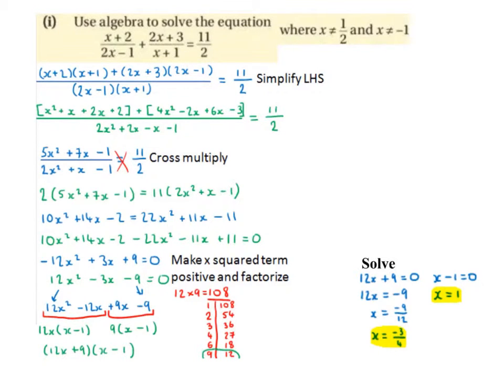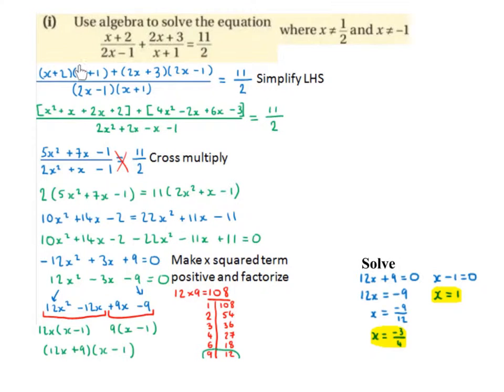Then x plus 1 divides into this and cancels out with the x plus 1, leaving us with 2x minus 1. So we're going to multiply the 2x minus 1 by the numerator, which is 2x plus 3. So we bring the 2x plus 3 down here and stick it onto the 2x minus 1. And then we're going to multiply these out. And this is still equal to 11 over 2.